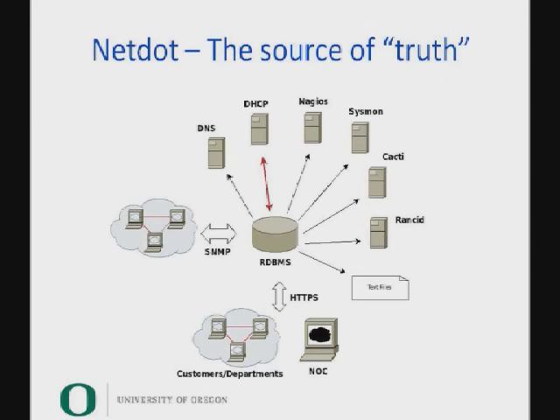So in our operation, NetDot has become the source of truth. So we go to NetDot to find out how things should be. And we use it, as I said, to generate configurations for different things. So we generate our DNS zone files, our DHCP configurations. We keep our Nagios updated, Sysmon also, and we populate the Cacti database from this, which is really useful. And of course, RANCID. Every time we add a router or a switch, it gets into RANCID automatically.